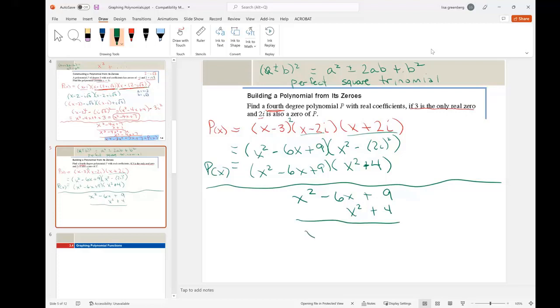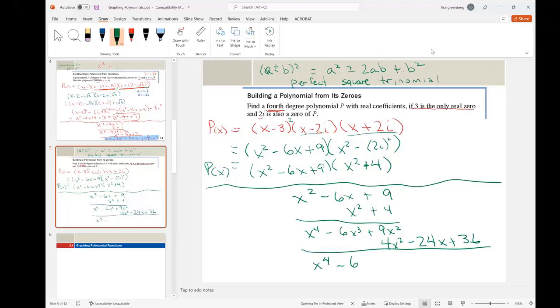I multiply, I get x to the 4th minus 6x cubed plus 9x squared. That's the entire top times x squared. Now I'm going to do the entire top times 4. Notice here I get 4x squared, so I'm going to put it right here under the x squared. 4x squared minus 24x plus 36. I add straight down. I get x to the 4th minus 6x to the 3rd plus 13x squared minus 24x plus 36. And that is my final answer.